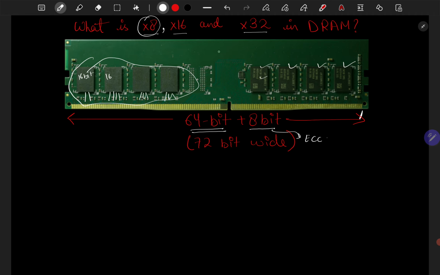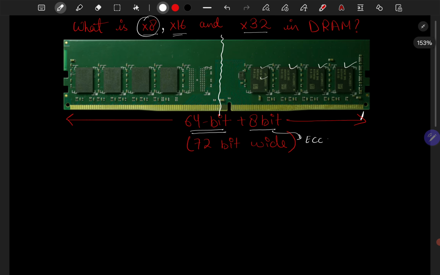Since the number of chips required to transfer 64-bit data is reduced, my form factor can also be reduced. Now I can have a much smaller RAM compared to the normal x8 width DRAM chip. You can use this compact form factor in laptops, so in laptops we usually have x16 chip width in the DRAM. Now let's talk about the benefits and demerits that come with x8, x16 and increasing width size.